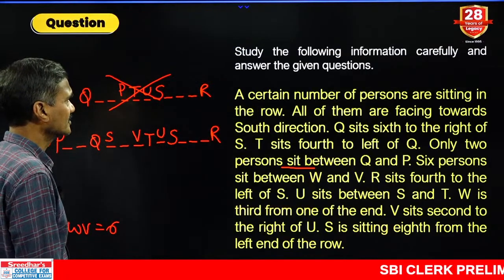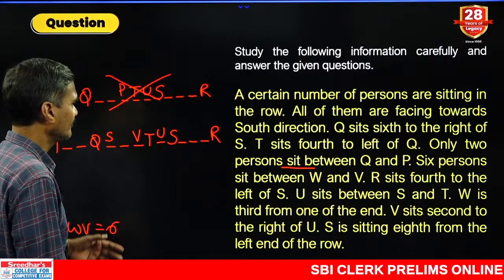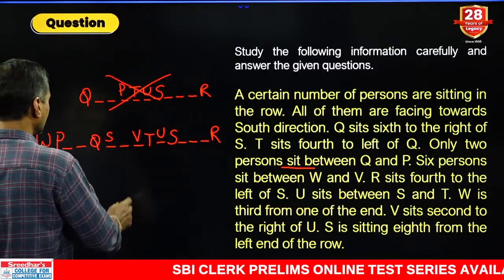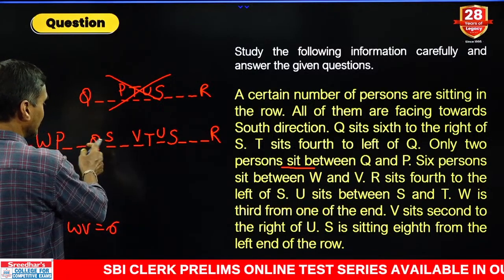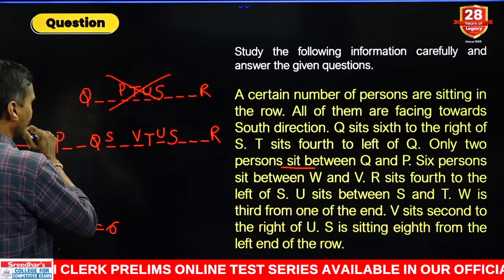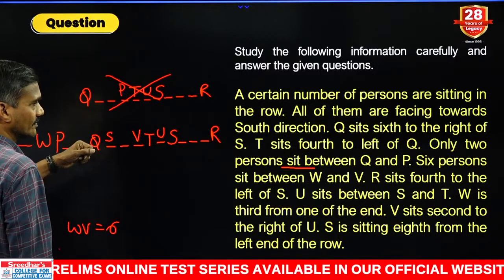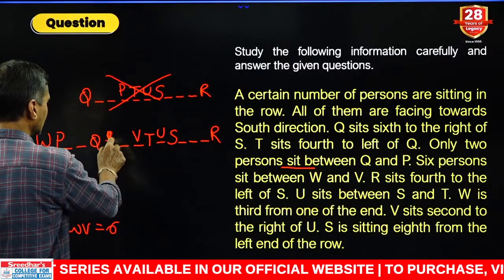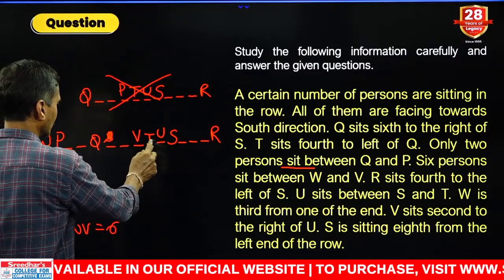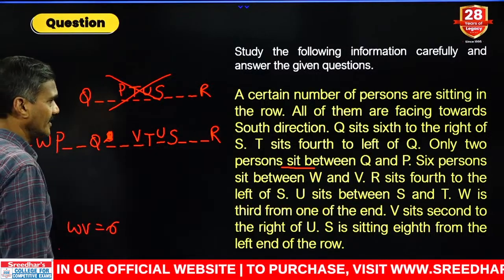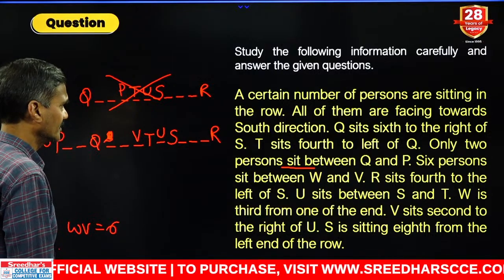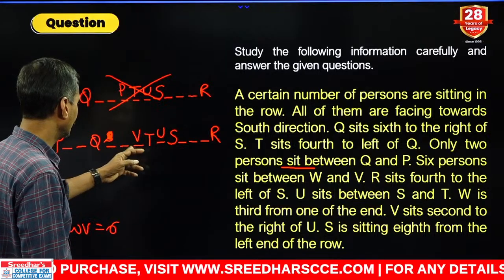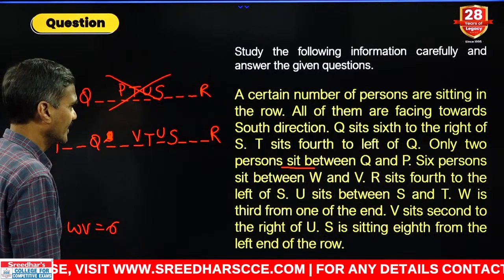A certain number of persons are sitting in a row. All of them are facing south. And Q is 6th to the right of S. Yes, S is here. Q is 6th to the right of S. 1, 2, 3, 4, 5, 6. T sits 4th to the left of Q. Q is 6. T sits 4th to the left of Q. That is again fine. And next one.